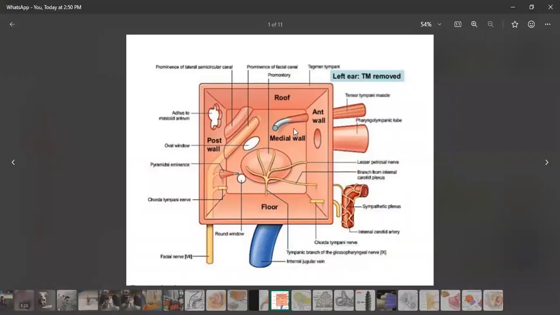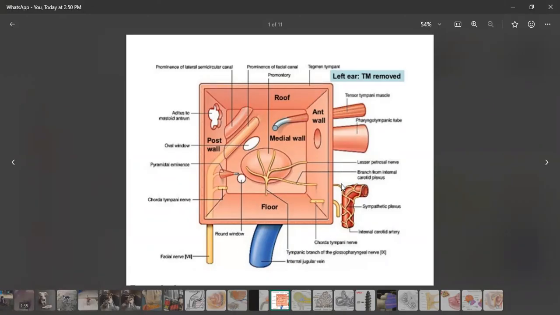Okay, then we come to the floor. This floor is again formed by the petrous temporal bone, and right under this floor you have the internal jugular vein. Okay, so that is the main thing here.